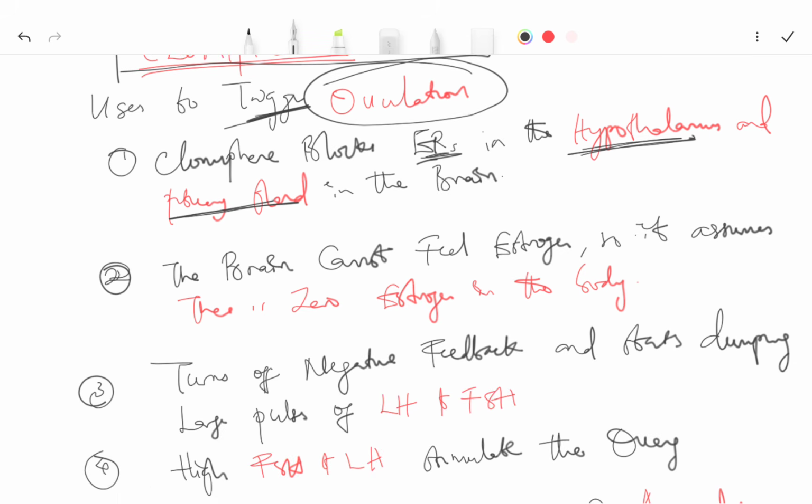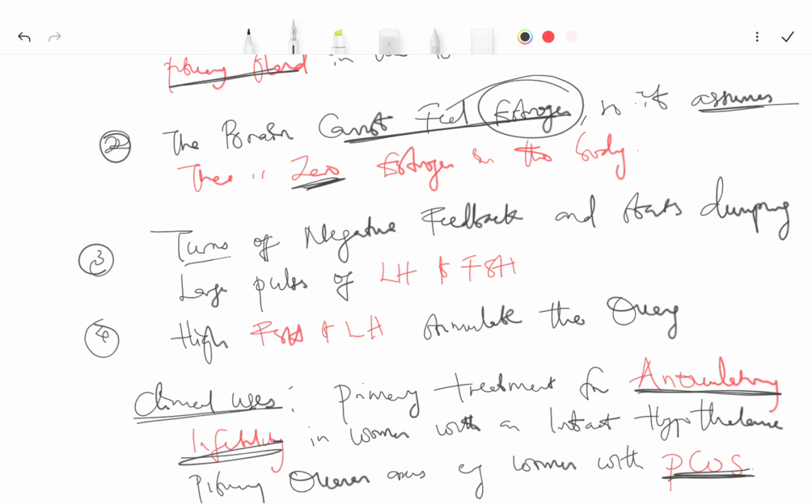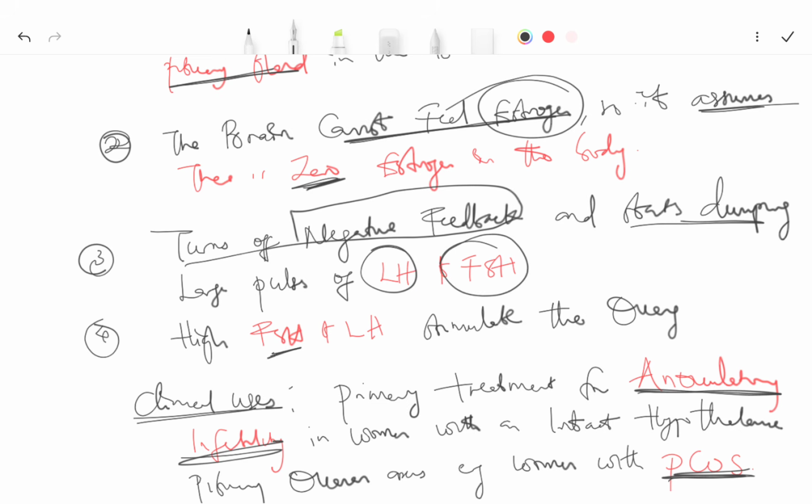So the brain is no longer sensitive to estrogen. It assumes that estrogen level is zero or already reduced in the body, so it turns off the negative feedback mechanism and starts dumping LH and FSH. When you have high FSH and LH, it stimulates the ovary. From there, ovulation will start and everything will start occurring.